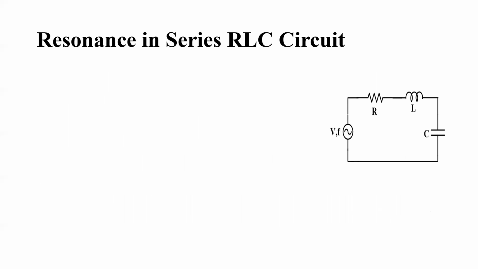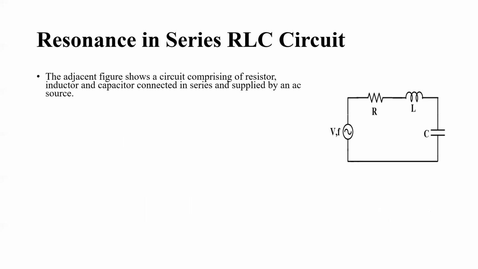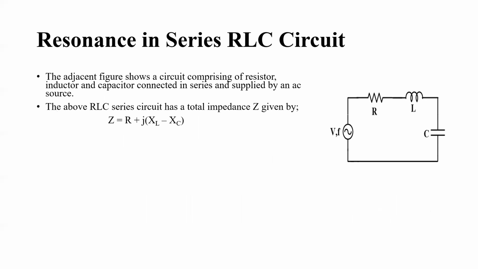Here we can see a circuit in which resistor, inductor, and capacitor are in series and are connected to a source with voltage V and frequency F. In this circuit, we can write the total impedance Z as Z equals R plus j(XL minus XC). We can write XL as omega L and XC as 1 by omega C. Here, omega is 2 pi F, where F is the source frequency, and omega is the angular frequency of the source.